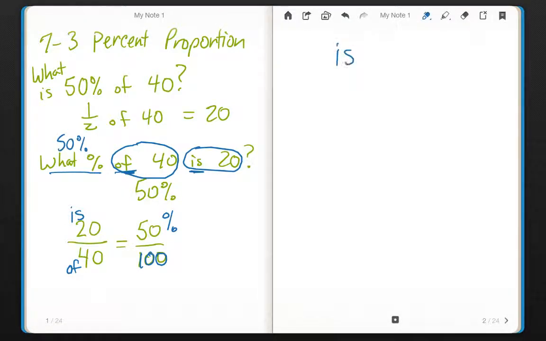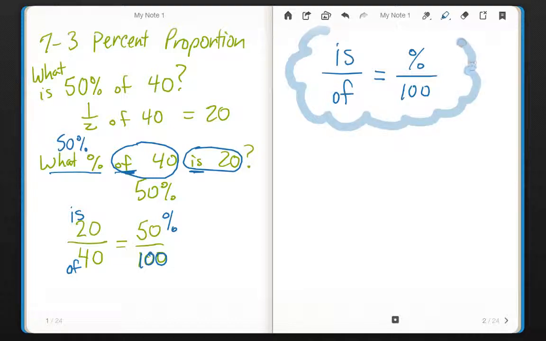And so here's what I want you to write down. The "is" is in the numerator, over the "of." The part over the whole, "is" over "of," equals our percent over 100. And that's this percent proportion that the title of the lesson is. And so I'm going to show you how to use that. Lydia, can you see on our Math Savers, is that one of the Math Savers? Yeah. Oh, yes. Okay, third one. So "is" over "of" equals percent over 100.